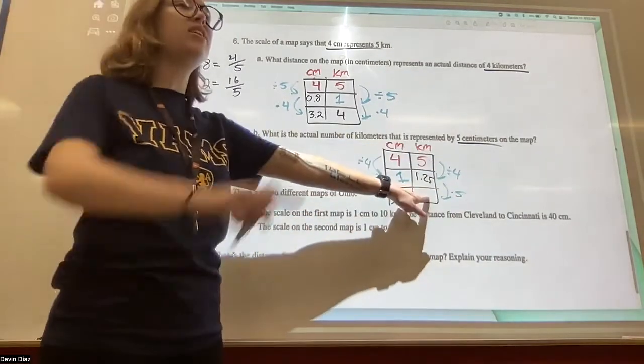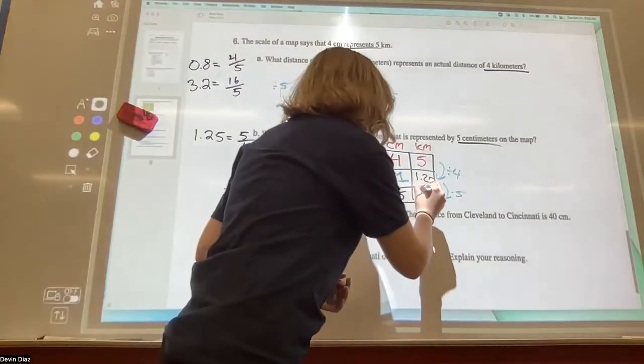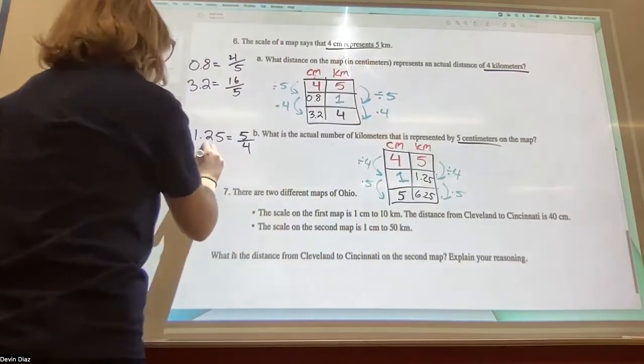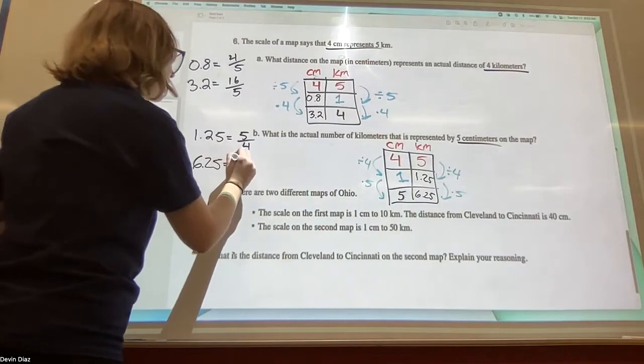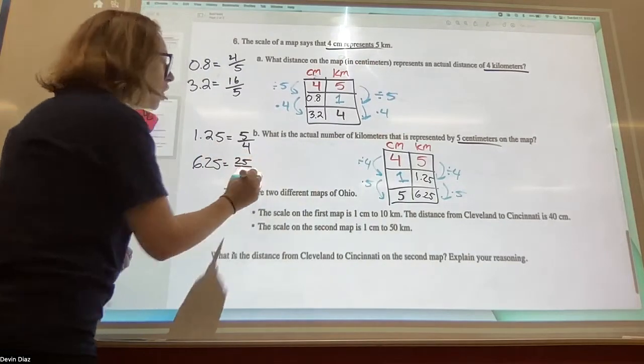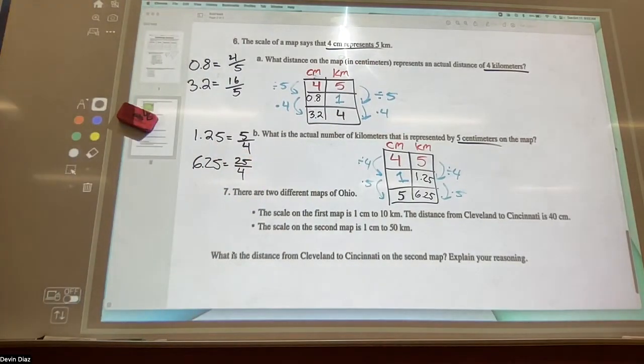What do I get as my final answer? 6.25. 6.25 is the same as 25 fourths, because it's just times 5. Those are the same thing. Whichever one you put would be fine.